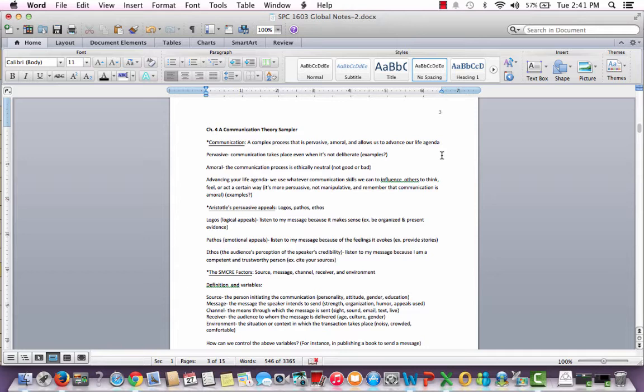Amoral means that the communication process is ethically neutral. It is not good or bad. Communication also advances your life agenda. We use whatever communication skills we can to influence others to think, feel, or act in a certain way. Of course, it's not good to do this in a manipulative way, but most people do this persuasively. And remember, it is amoral, so it's not good or bad. It's just something that we naturally do to advance our life agenda.